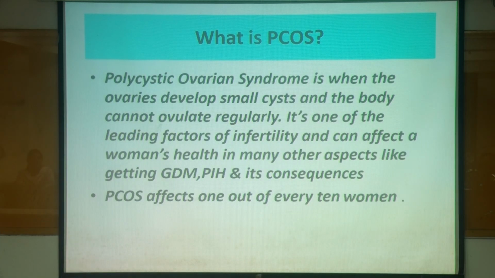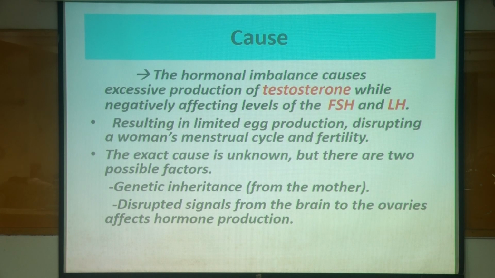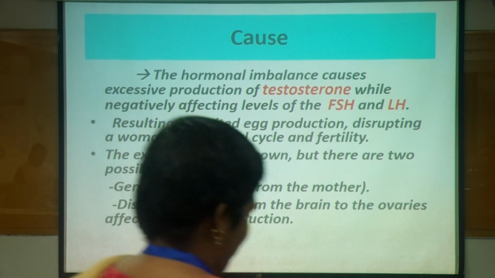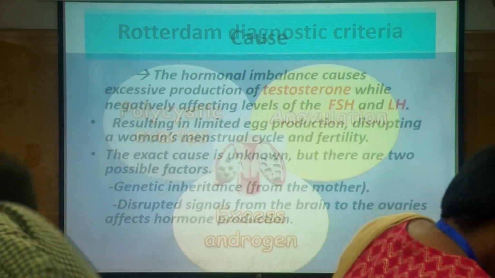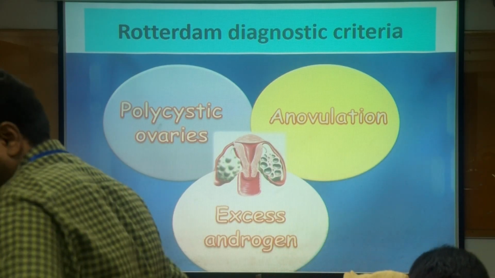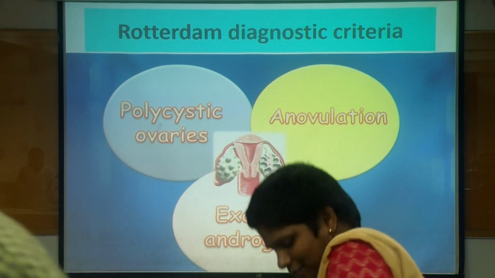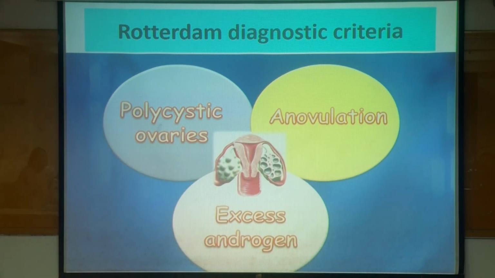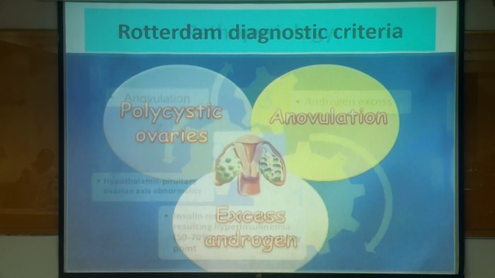When they ask you, say, some cutaneous markers, we have acanthosis nigricans like this. This is also like fatty liver. This is again a feature of insulin resistance. So this consists of Rotterdam diagnostic criteria. They say polycystic ovaries, anovulation, and excess androgen. So to start with, insulin resistance causes some hypothalamo-pituitary ovarian abnormality leading to anovulation and also androgen excess.